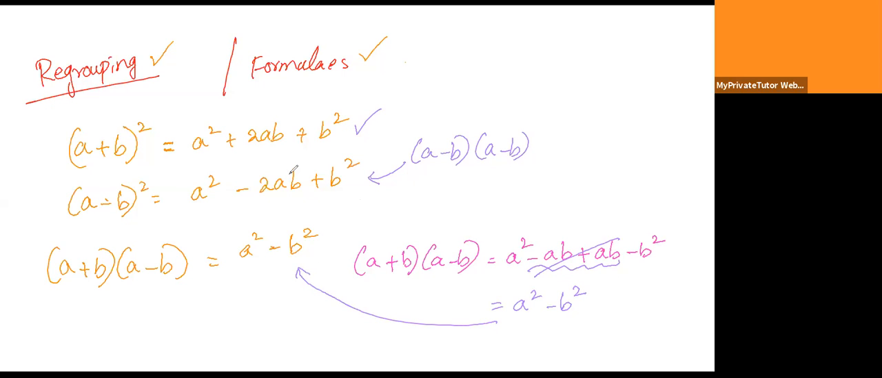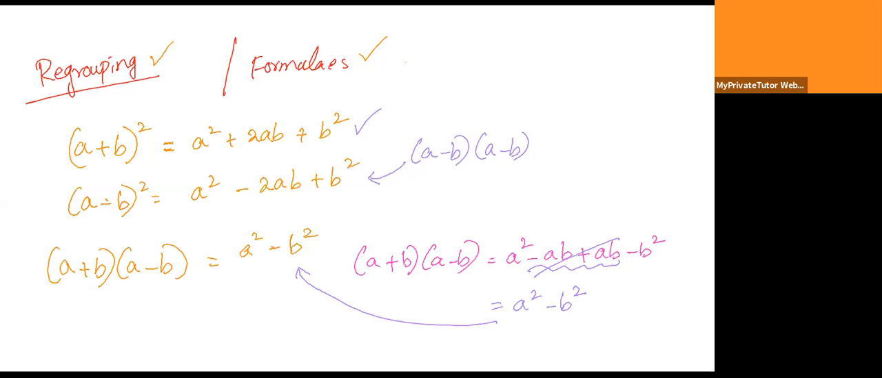So these are the formulas. It doesn't mean that you always need to remember them. If you're not remembering, just use this method, just expand. Use the distribution and solve it. Okay, so let's go to the questions now. That's why I'm explaining these things.